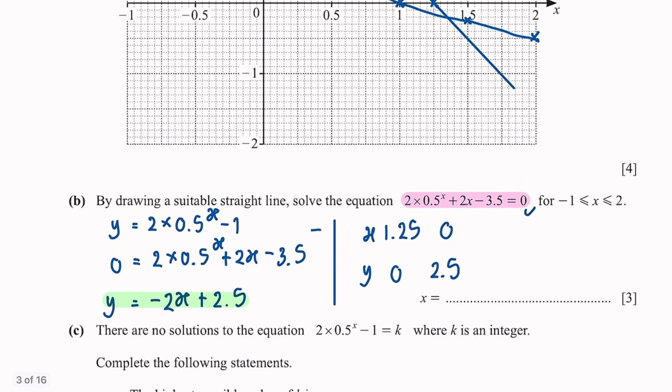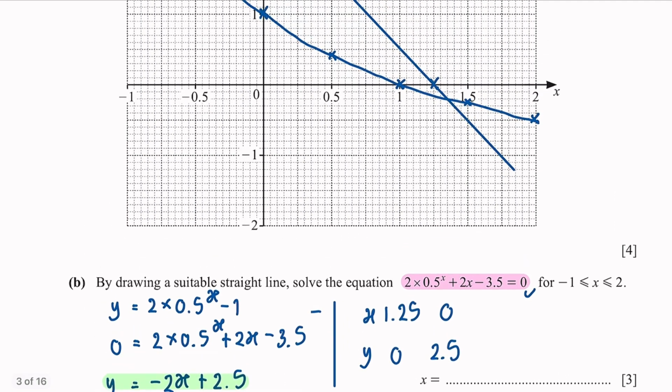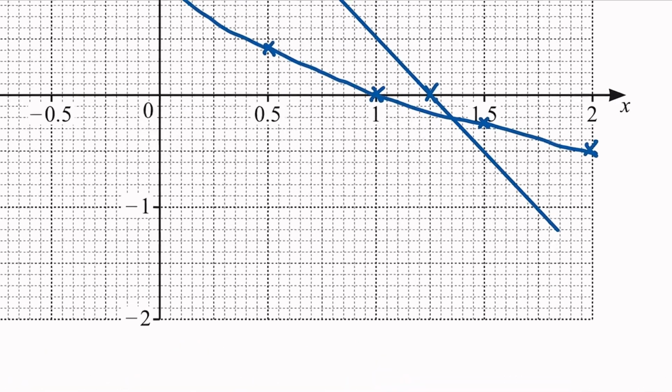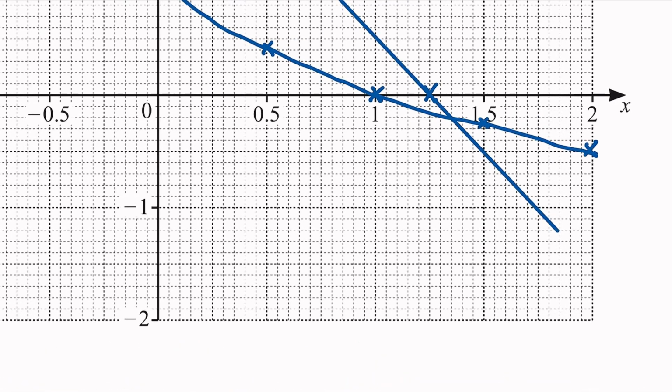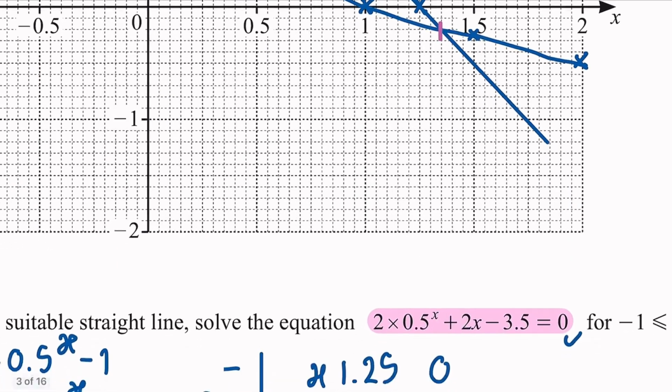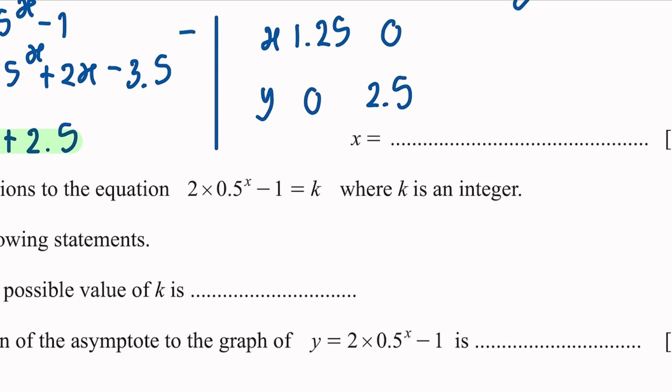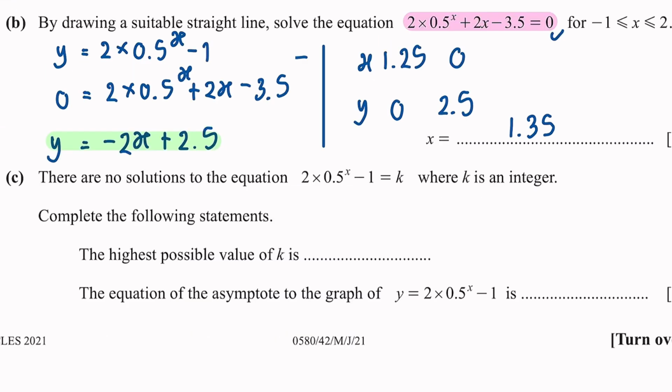And then find the value of x, which is this value, which is 1.35. There are no solutions to the equation.